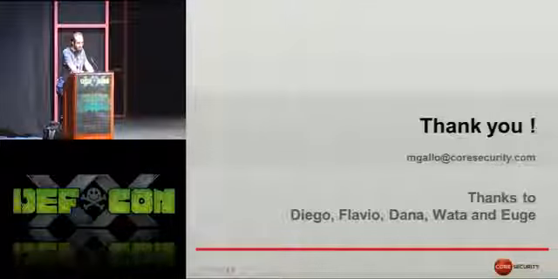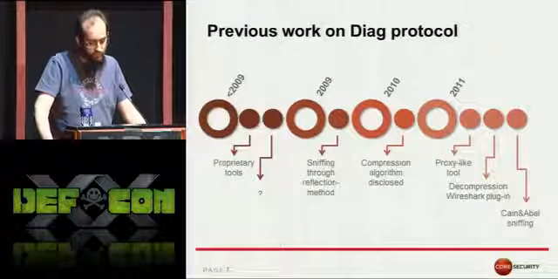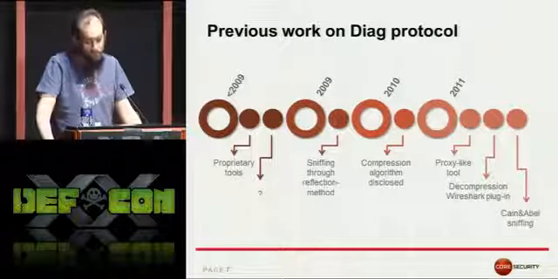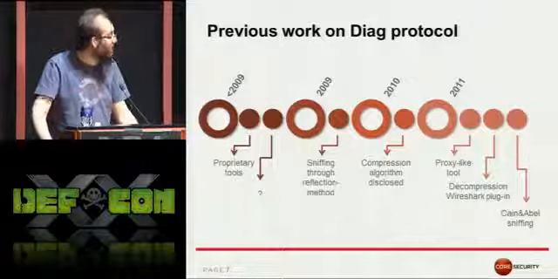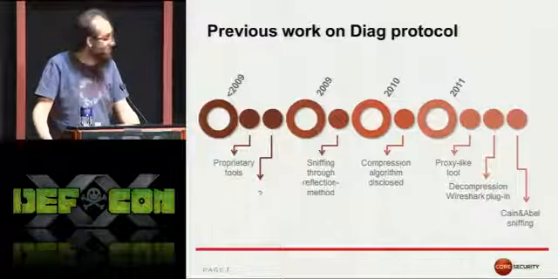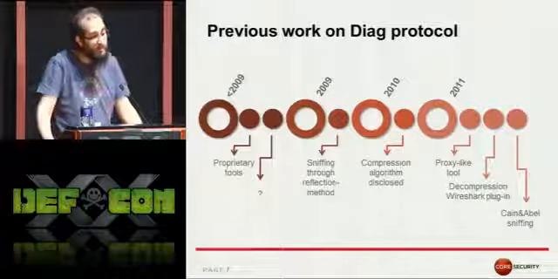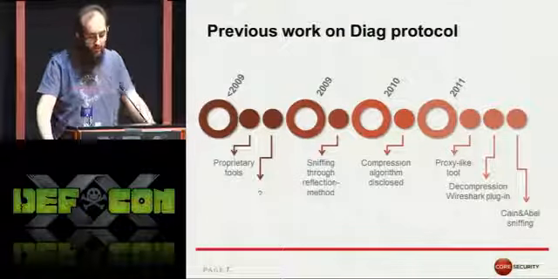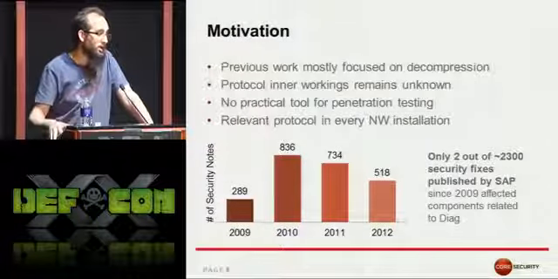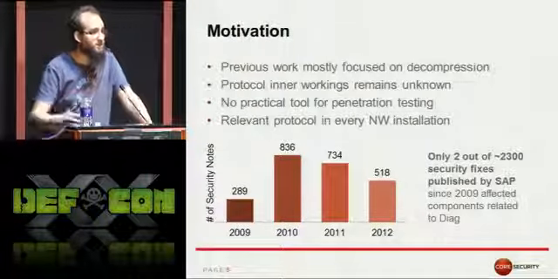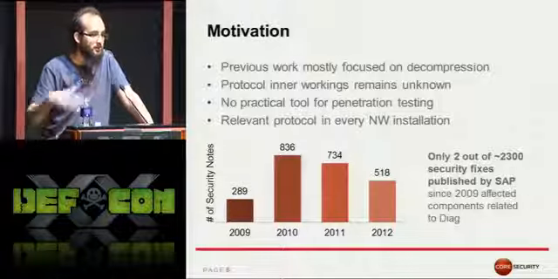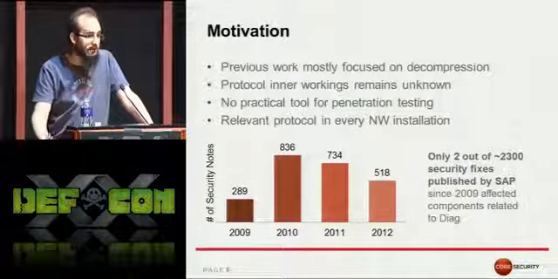You can run it to make a proxy for communications between a GUI and the application server. Additionally, the compression plugin for Wireshark was also released, and some sniffing capabilities were added to Cain and Abel to get credentials as well. As can be seen, most of the previous work was based on compression and decompression of the traffic, and the protocol's inner workings and details about the packet formats still remain unknown.